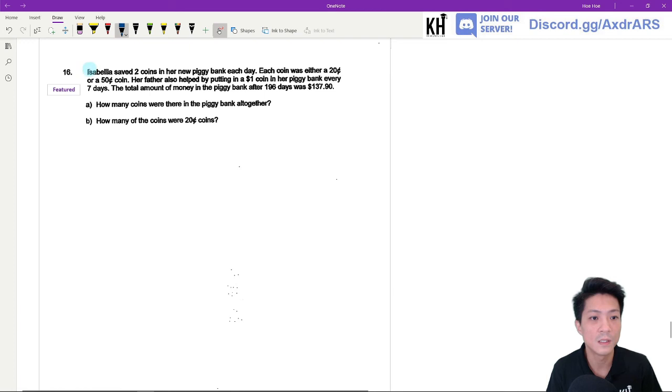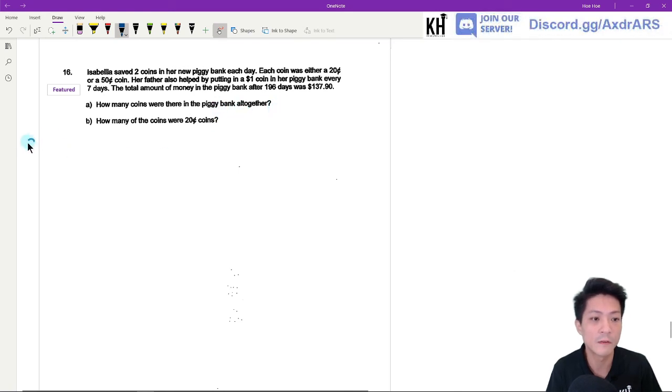Question 16. Isabella saved 2 coins in her piggy bank each day. Each coin was either a 20-cent or a 50-cent coin. Her father also helped by putting a $1 coin in her piggy bank every 7 days. The total amount of money in the piggy bank after 196 days was $137.90. Part A, how many coins were there in the piggy bank altogether?